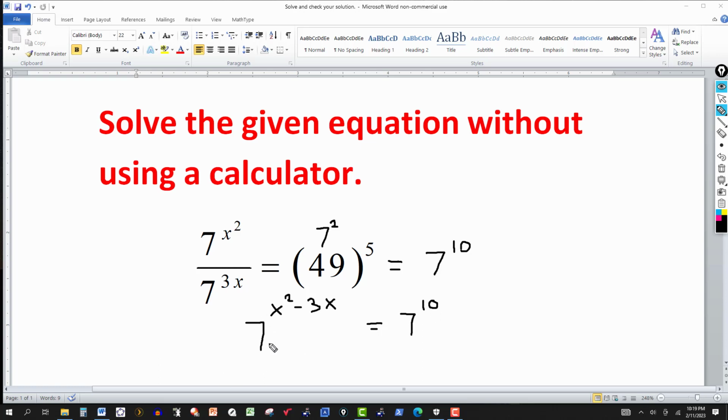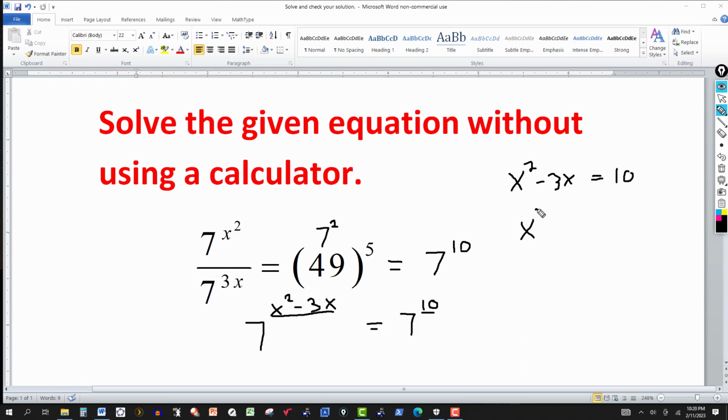Now once you have the base the same, base 7 on the left, base 7 on the right, the only way I can have equality here is for these to be equal. The only way that these two sides can be equal, since they have the same base, is if the exponents are the same. So that means I have to have x squared minus 3x has to equal 10. And then we have a very basic quadratic equation.